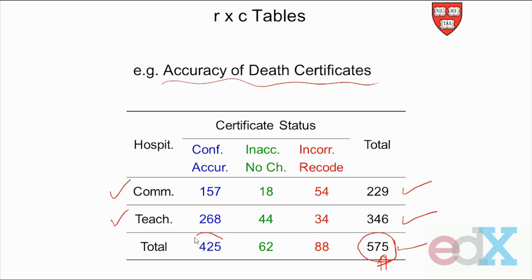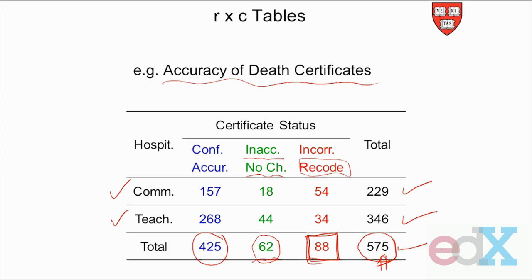Now, they found that 425 of the 575 were accurate. There was no inaccuracy. So that was great. Where there was an inaccuracy, they classified it as either the green column, which is there was an inaccuracy but it wasn't that bad, so it didn't require a change, and there were 62 like that. But then there were 88 where the mistake was egregious enough that they had to recode and resubmit the death certificate.